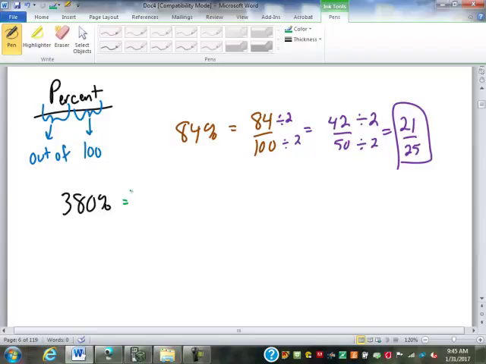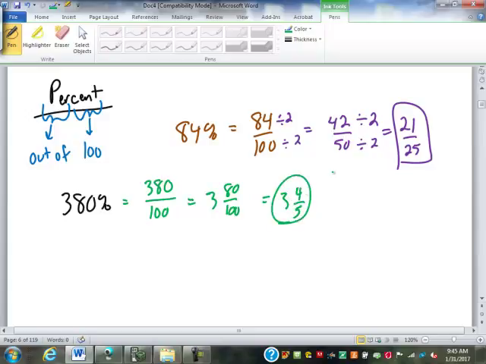So what'd you get? Okay, so it's 380 over 100. It's always out of 100. Yeah, that's 3 and 80 100ths. That reduces to 3 and 4/5. How many of you got 3 and 4/5? Okay. So how about 56.25%? Convert that into a fraction.